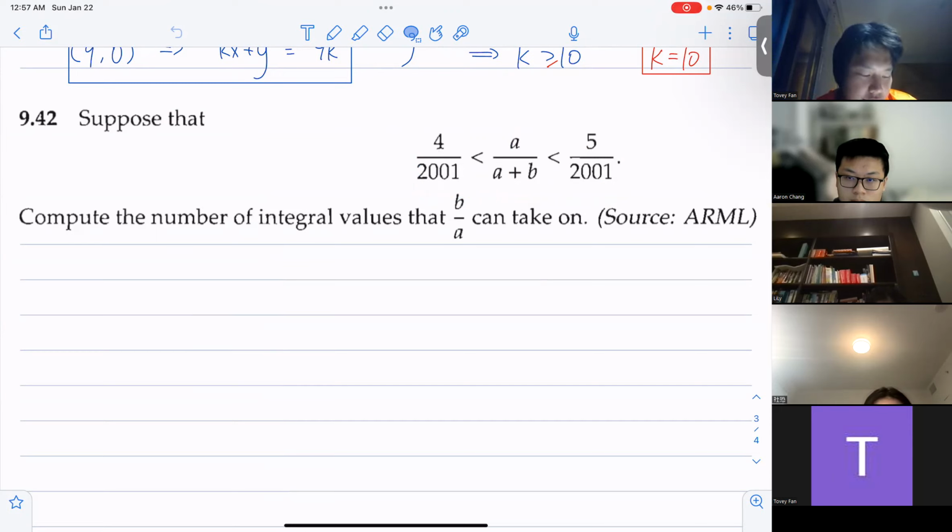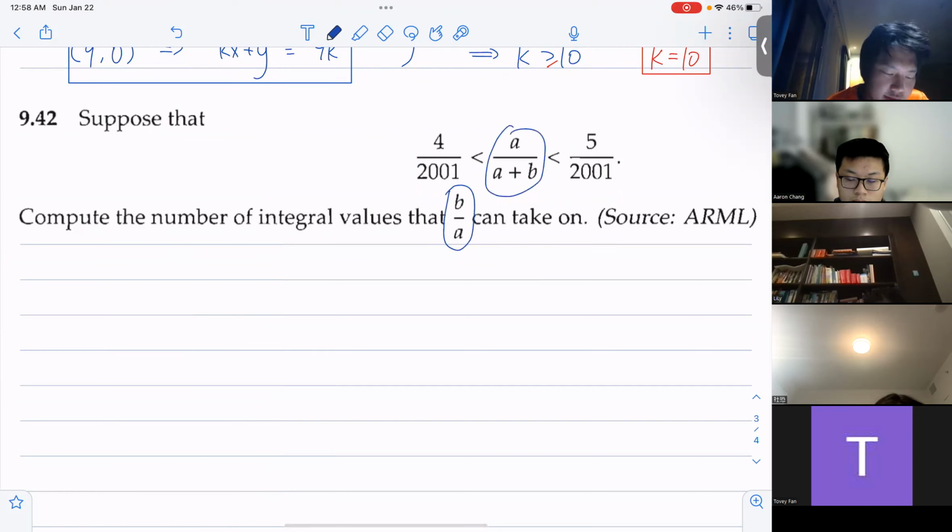I'm gonna give you guys a hint first, okay? And see if anyone can think about it, and then we will talk about it. The hint is just in the question. So the question is asking for b over a, and this is nothing close to b over a, right? This is a over a plus b. So the first question is, how do you even transform from a over a plus b to b over a? That's a big problem, right?